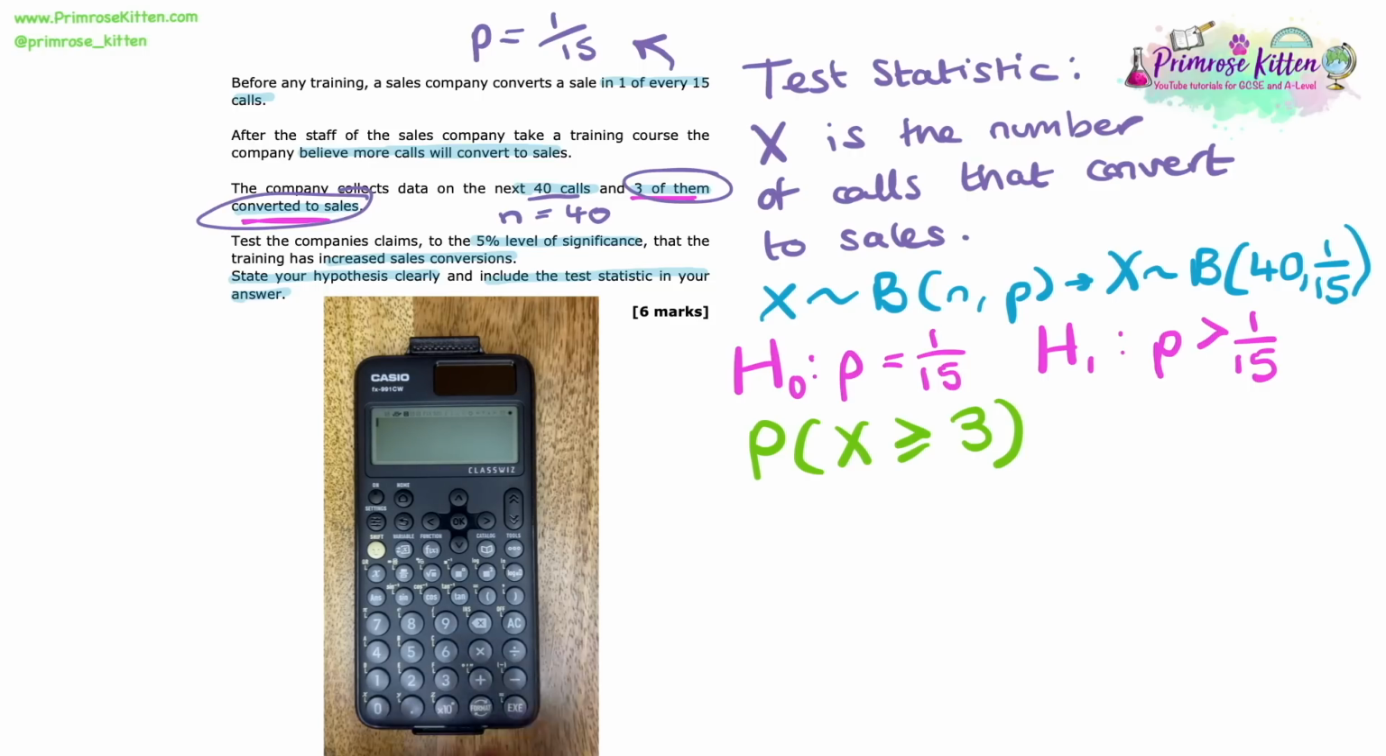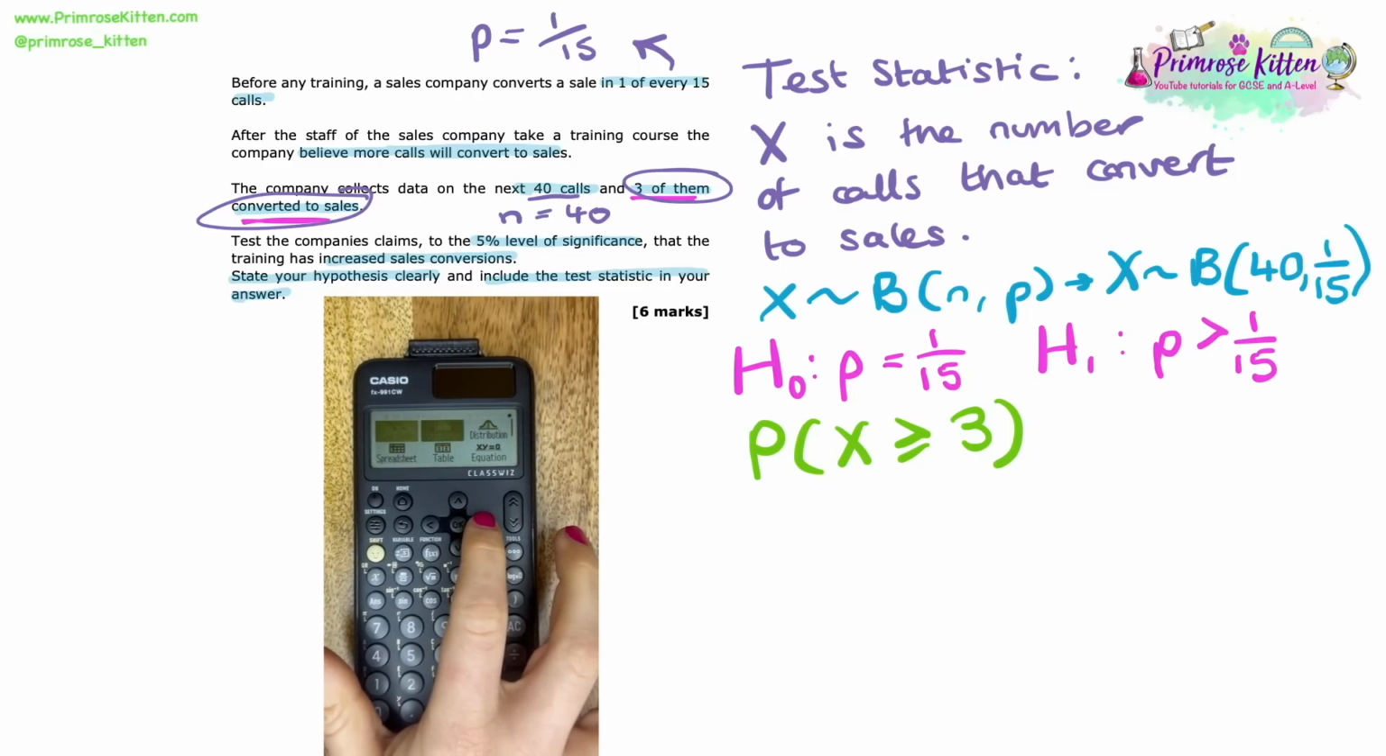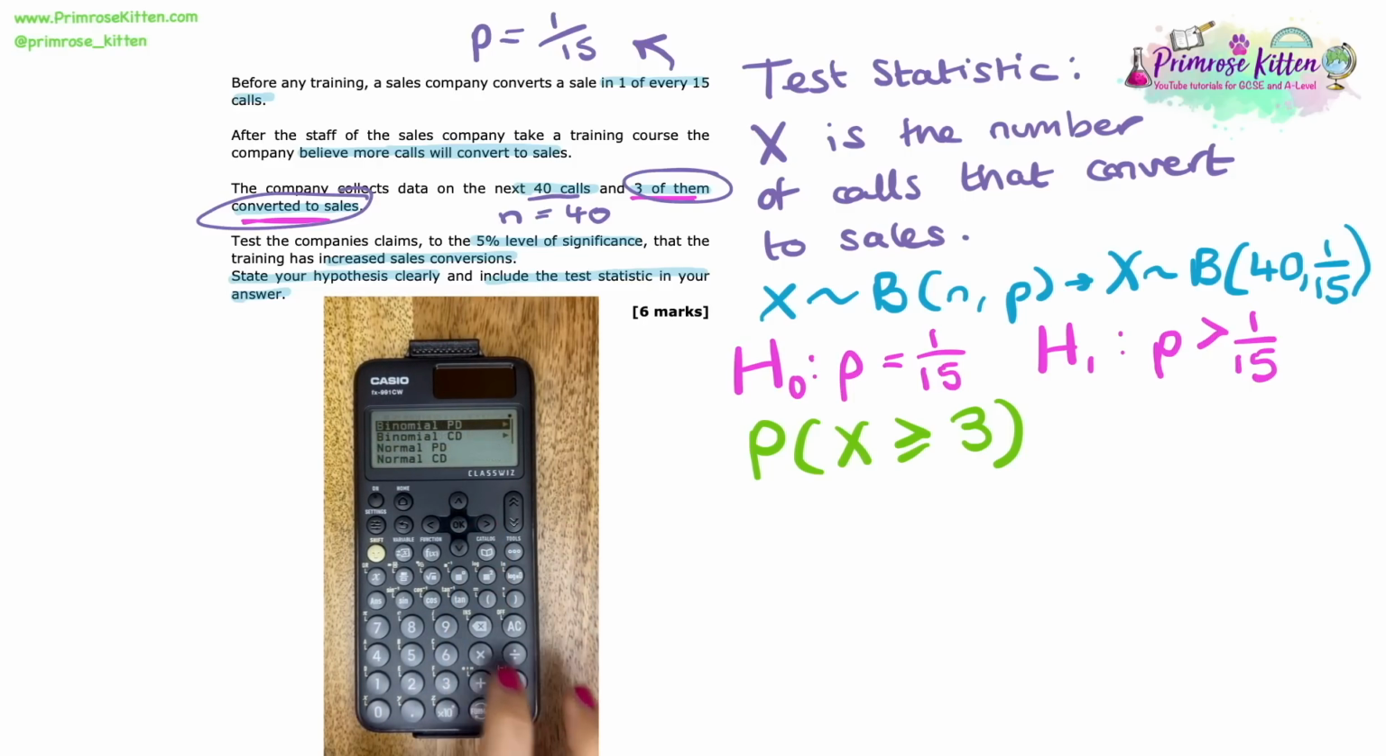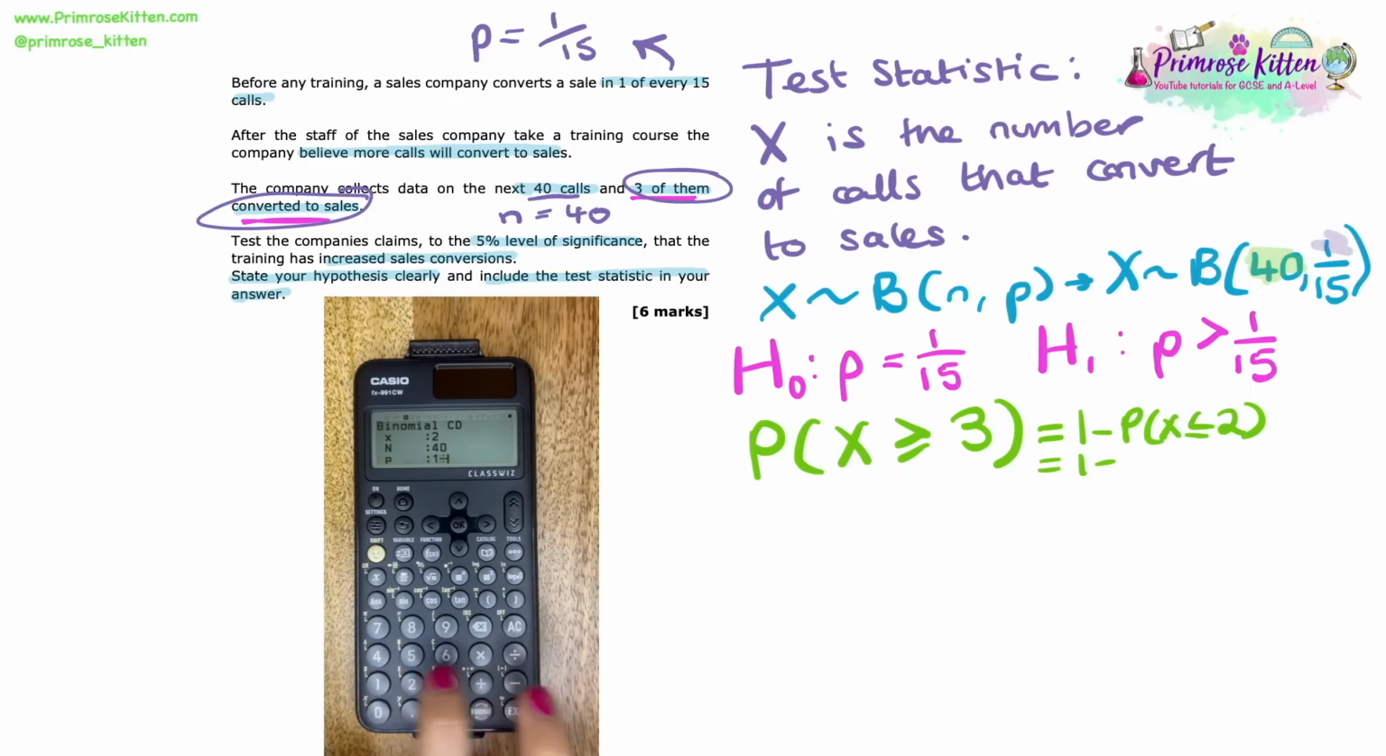So now let us go to our calculator. We're going to go to distribution, and we want binomial CD. Now here, because we're looking for the probability that X is bigger than or equal to 3, we actually want to find 1 minus the probability that X is less than or equal to 2. And so that means on our calculator, we want our X to be 2. We want our n to be 40 from our distribution. And we want our p to be 1/15, again from our distribution.